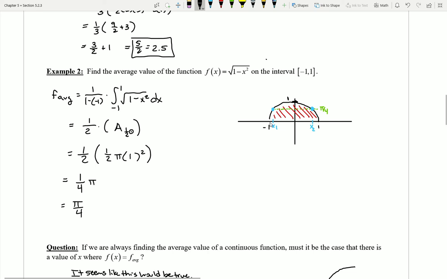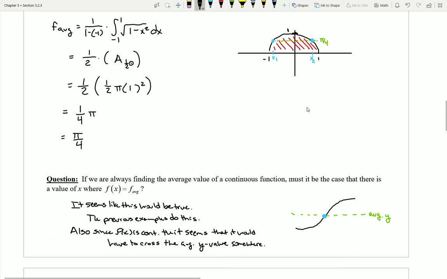Notice that in this example we were dealing with a half circle, and we found that our average y value was going to be pi over 4. And we actually found that there appeared to be 2 different x values where we would hit our average y. And so the goal again in example 4 is going to be to find these x values.